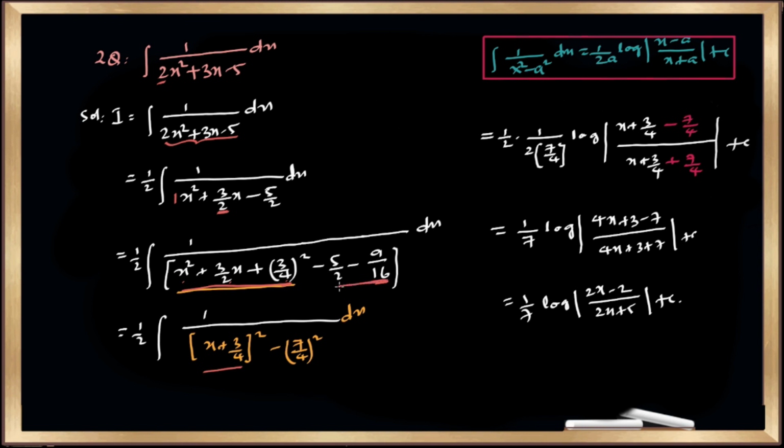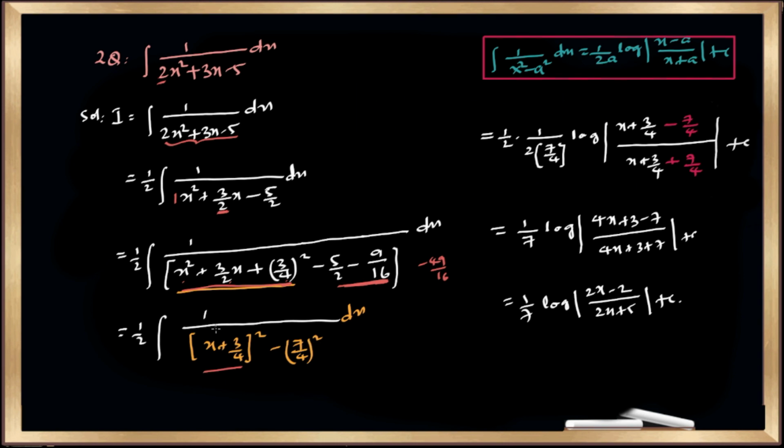Now the LCM of these two, 16 and 2, is 16. So 2 in 16 goes 8 times. 8 fives are 40, minus 40 minus 9 is minus 49. Minus 49 by 16 we can write as minus (7 by 4) whole square.